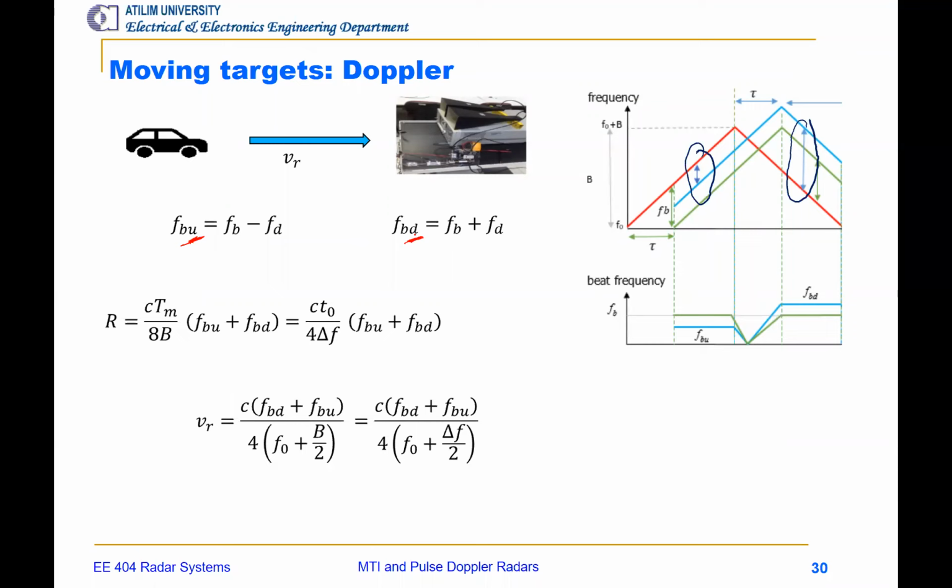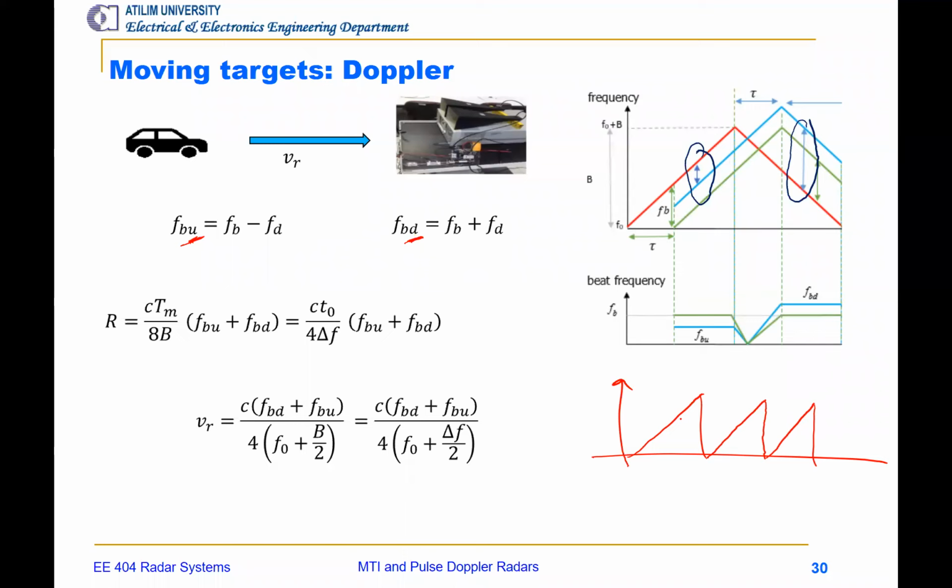So we have to get the average of this to get the average bit frequency when we use a triangular waveform. When we use a sawtooth, for example, this is another modulating signal. Instead of a triangle, we can use sawtooth. Then we have one bit frequency. Usually, triangular waveform is preferred in order to measure the bit frequency precisely.